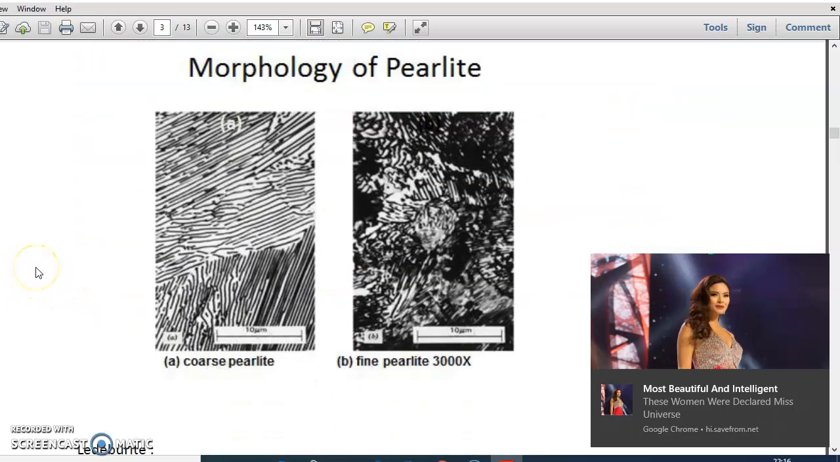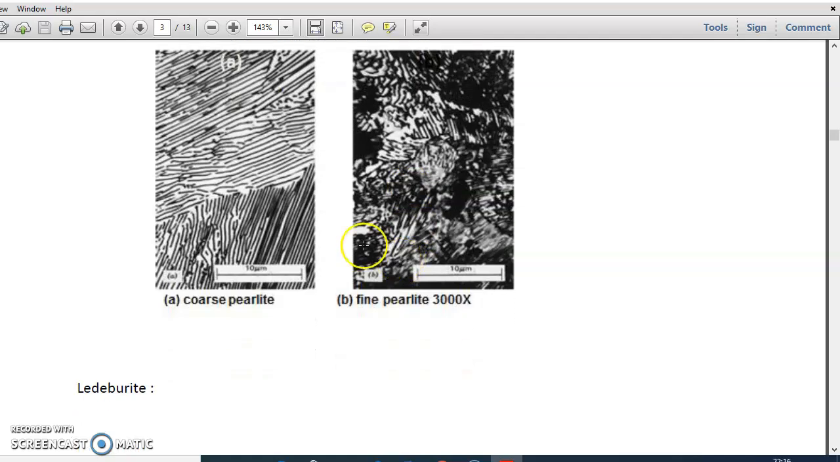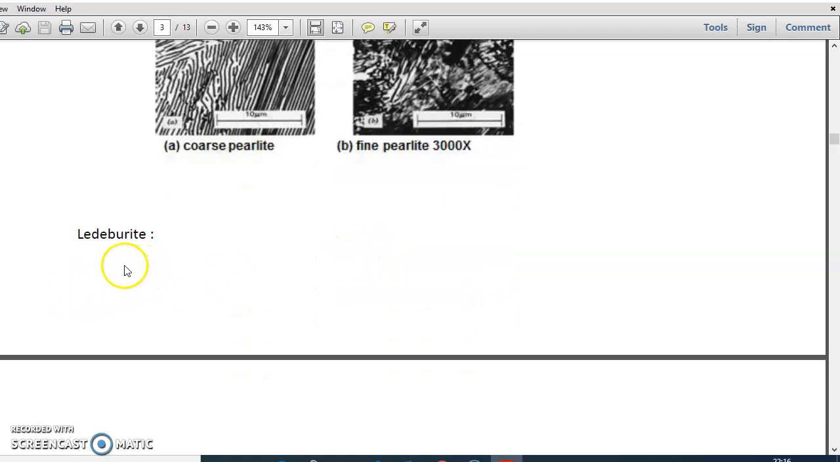Now, what is this structure? These structures are pearlite only, but you can see the coarse pearlite here and the finer pearlite here. Here the interlamellar spacing is more, so the mechanical properties are poorer, and the mechanical properties are better in the second structure. Now, what do you mean by ledeburite?